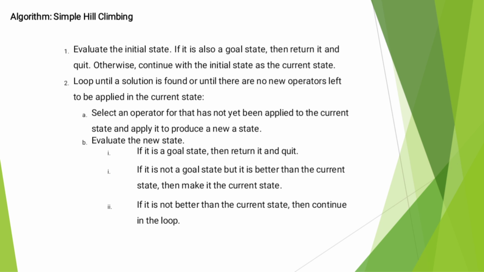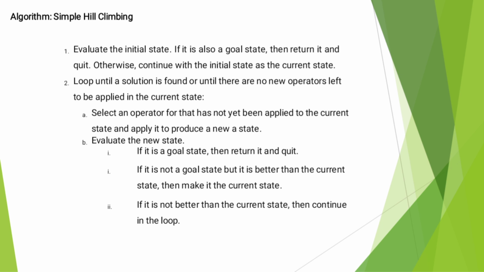The algorithm for simple hill climbing is as follows. First step, evaluate the initial state. If it is also a goal state, then return it and quit. Otherwise, continue with the initial state as the current state. Go to the next step, that is, the second step. In the second step, loop until a solution is found or there are no new operators left to be applied in the current state.